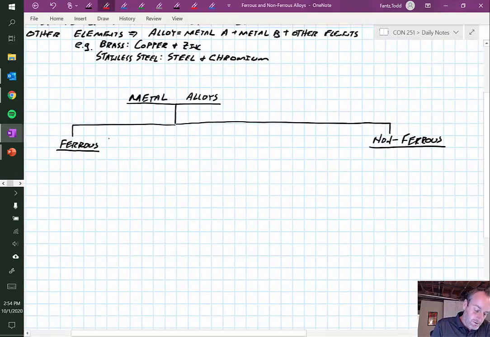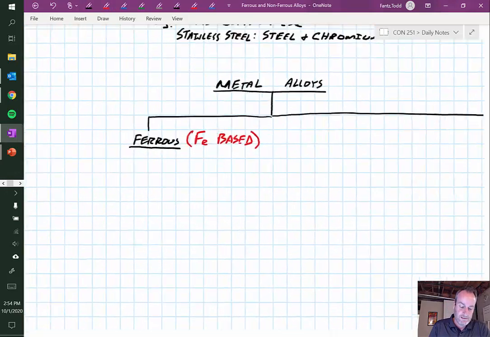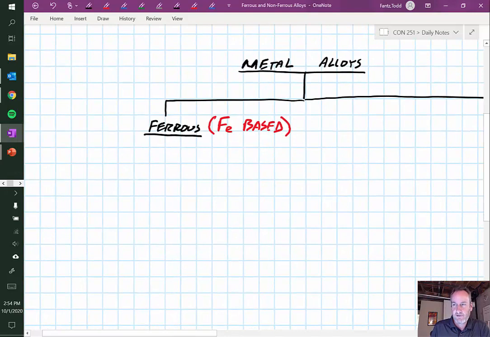The difference between those two categories is that if it is ferrous, then it has iron in it, or it's based with iron. Non-ferrous means there is no iron. So let's start with the ferrous side, the iron-based side, and see how we can further categorize that. There are really two categories we can put it into, one being steel and the other being cast iron.